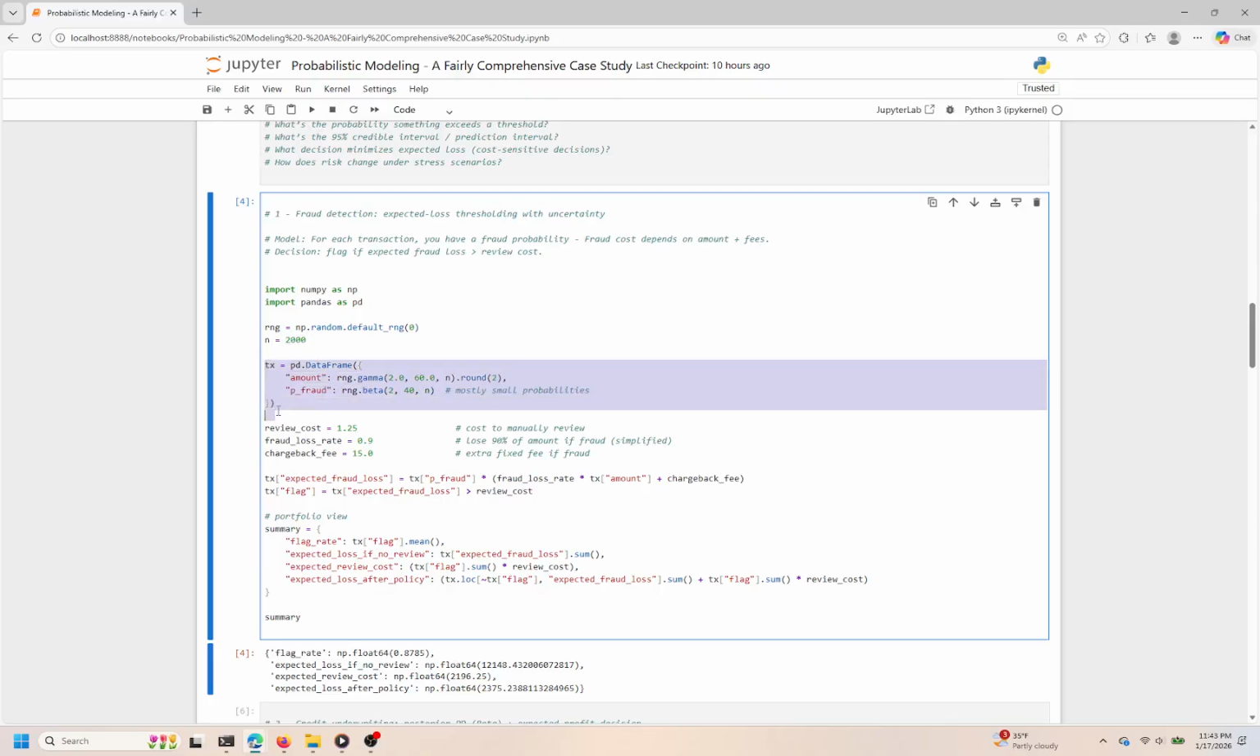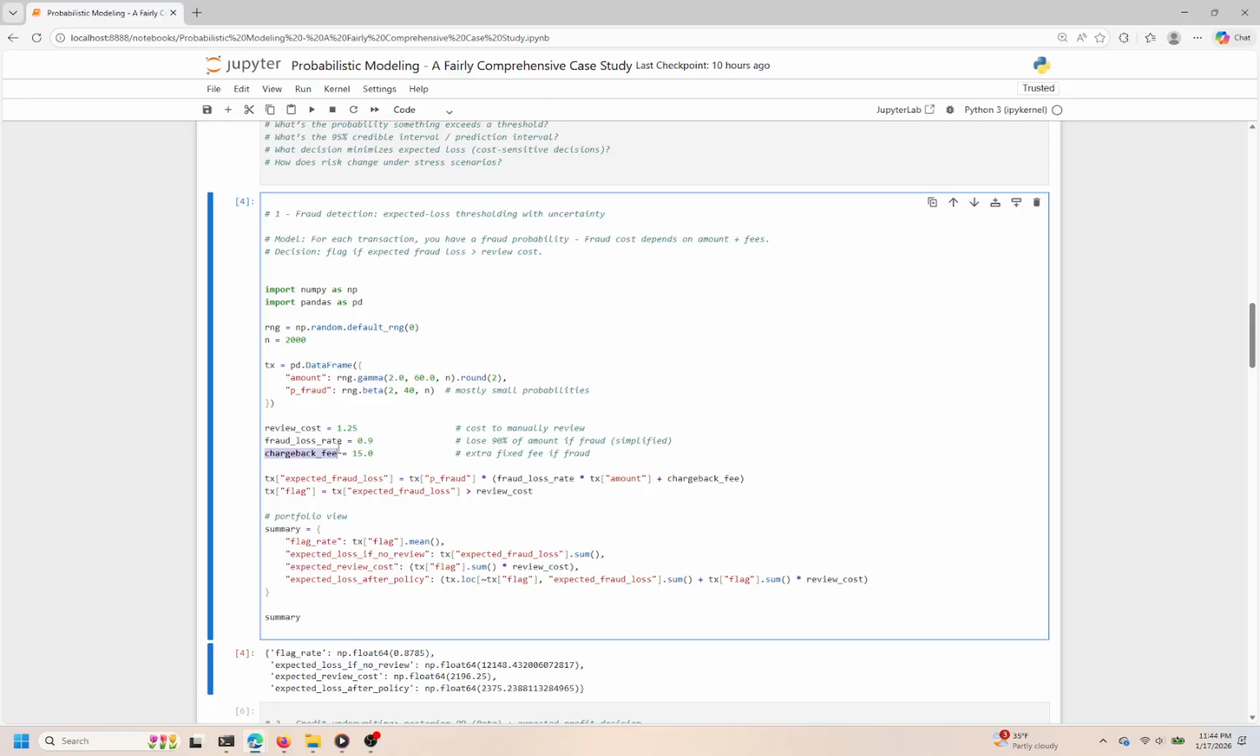Next, we compute the expected fraud loss for each transaction. This is done by considering both the expected loss due to fraud, which combines the percentage of the amount we'd lose if fraud occurs, alongside any additional chargeback fees, and the probability of a transaction being fraudulent. The output is stored in a new column, which quantifies our risk for each transaction. After calculating these expected losses, we flag transactions where the anticipated loss exceeds the cost of reviewing them. This binary flagging helps streamline operations by filtering out less risky transactions while highlighting those that warrant further scrutiny.